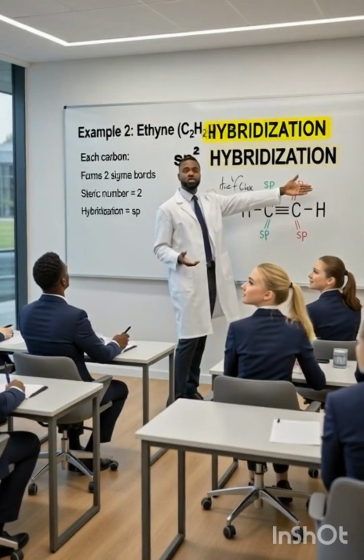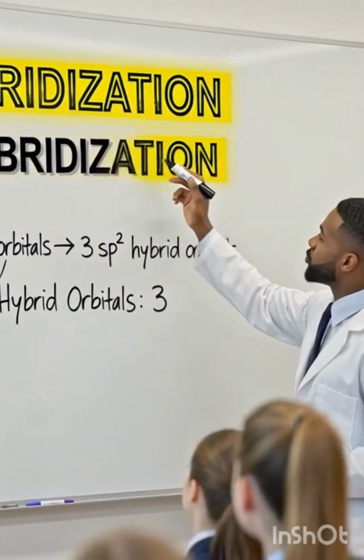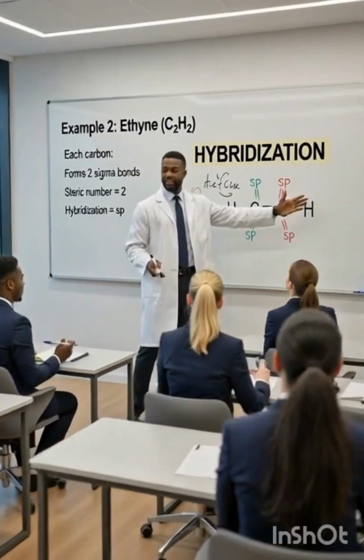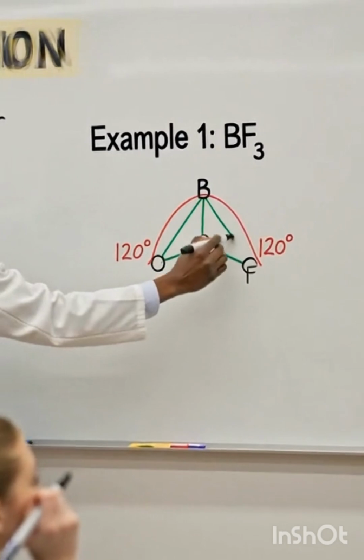Let's look at sp2 hybridization. One s and two p orbitals combine to form three sp2 hybrids. This gives us three hybrid orbitals. Now, let's look at the geometry of BF3. It's trigonal planar with 120-degree bond angles.